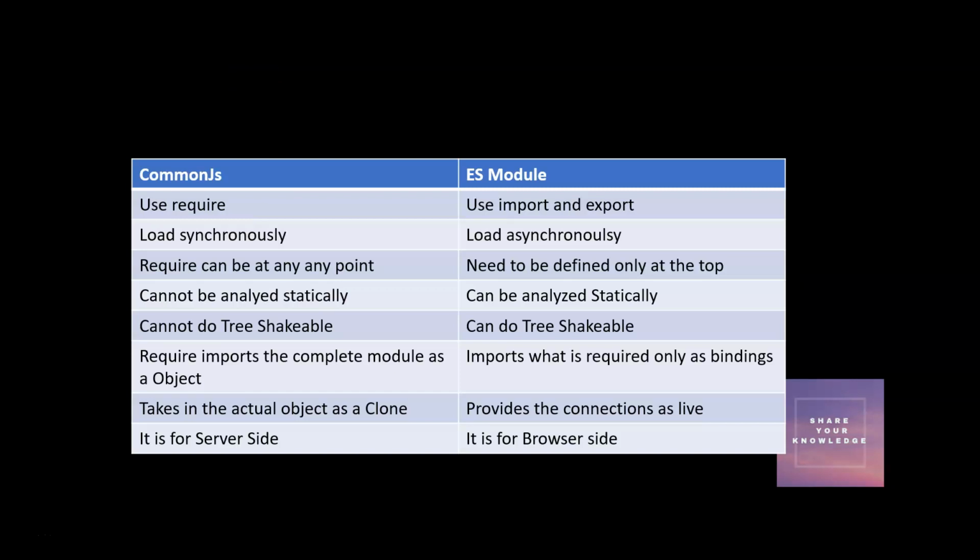CommonJS uses require and module.exports: require for importing, and module.exports for exporting. In the case of ES module, it uses import and export. The other major difference is that CommonJS loads the module synchronously, while ES module loads asynchronously. Since it loads synchronously, CommonJS is more preferred for the backend, and ES modules, since they load asynchronously, are more preferred for the front end.